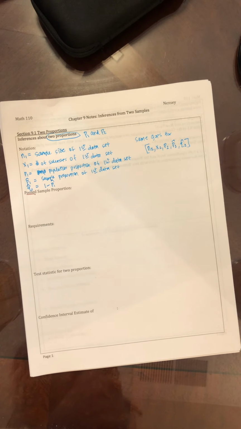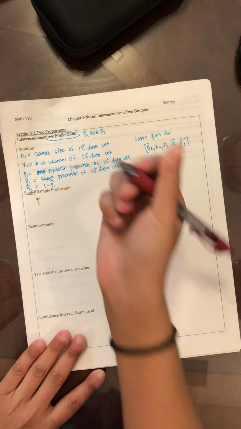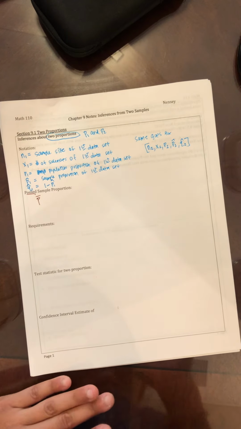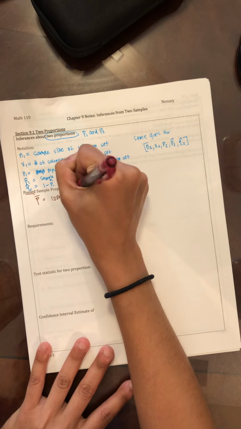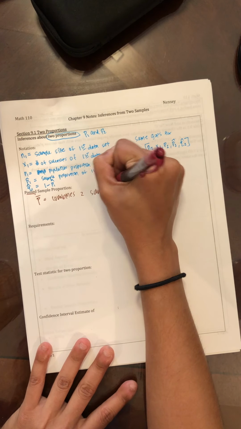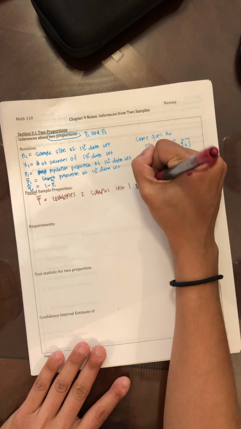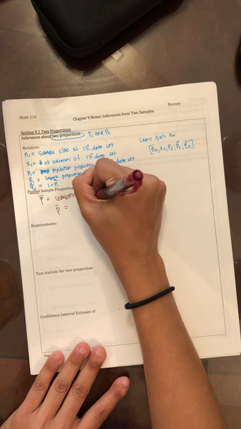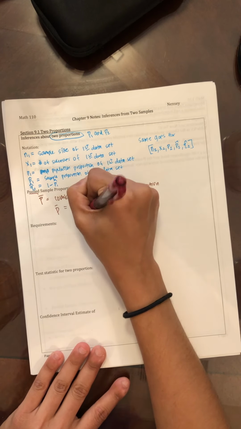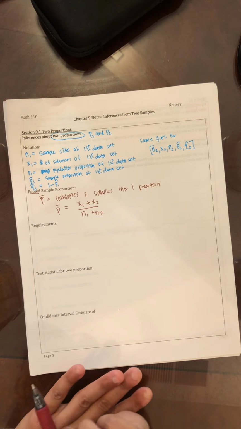Okay, so we're going to talk about something called pooled. Pooled is a formula, and what it is, it's combining two samples into one proportion. So the way we use it, we use a P, but now we're using it as a P bar. It's like X bar, but really P bar. And the formula is P bar equals X1 plus X2 all over N1 plus N2. And that's really it. It's just combining two values on top and two values at the bottom.